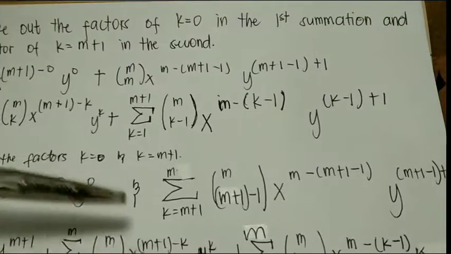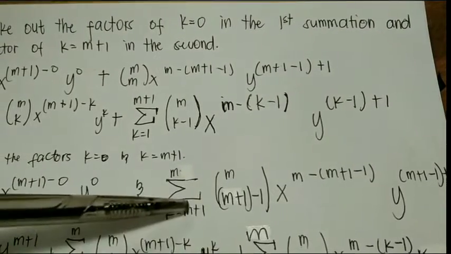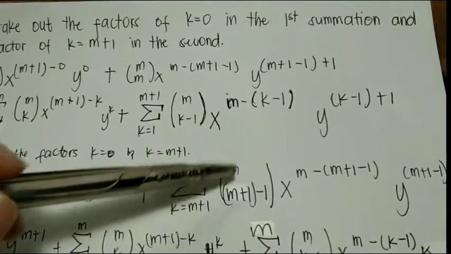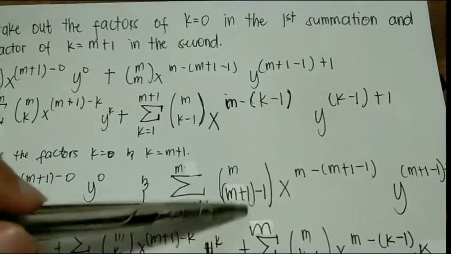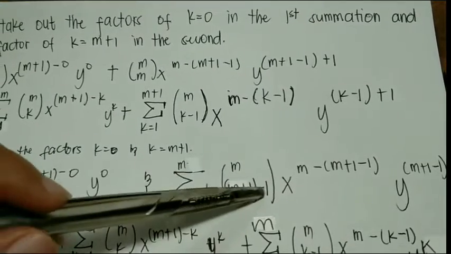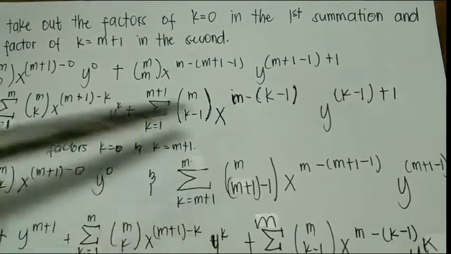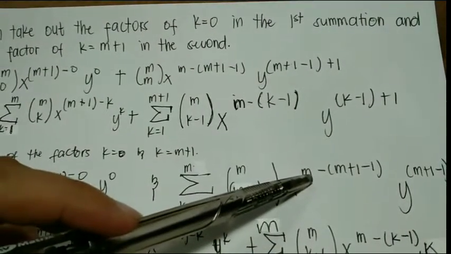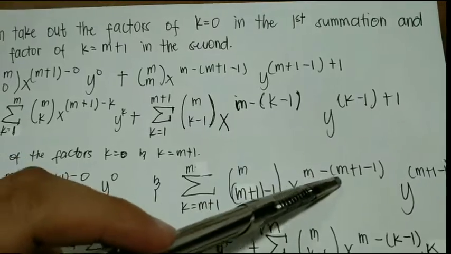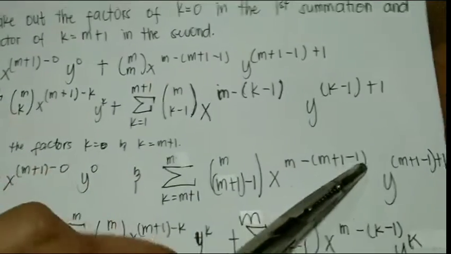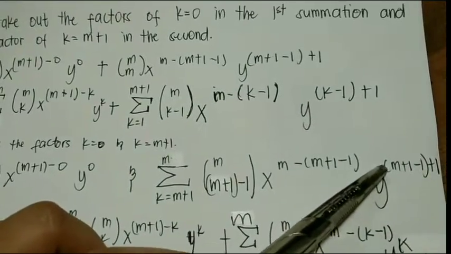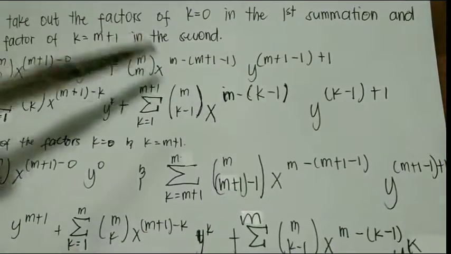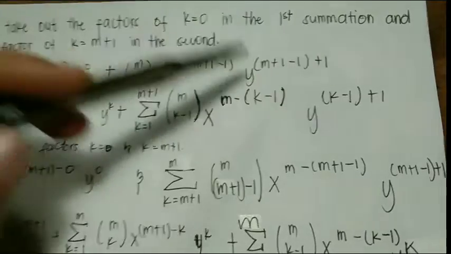This one is the summation of k is equals to m plus 1 to the m of the m taken by m plus 1 minus 1. So 1 minus 1 is equals 0. So m taken by m of x with the exponent of m minus m plus 1 minus 1 and y with the exponent of m plus 1 minus 1 and plus 1.